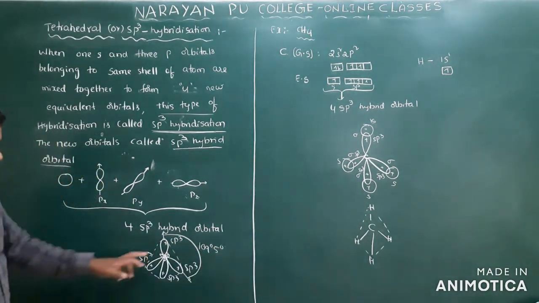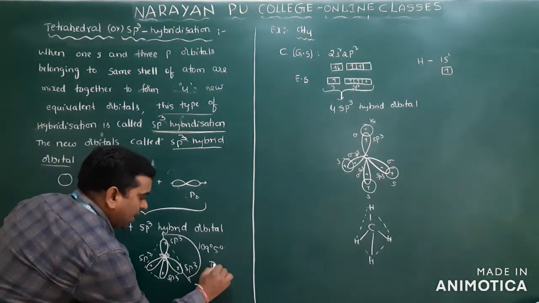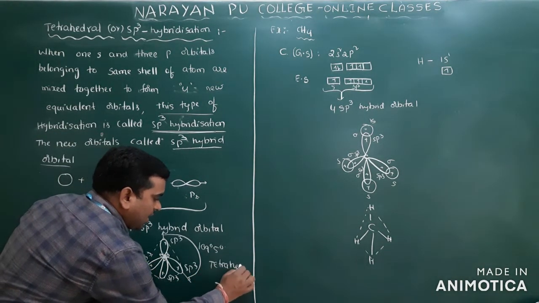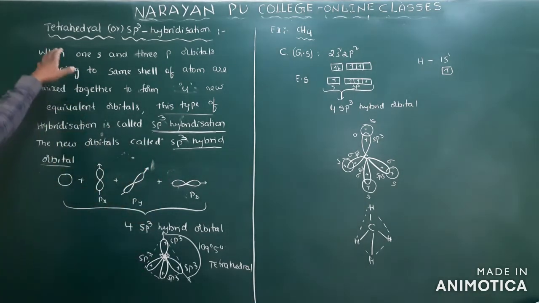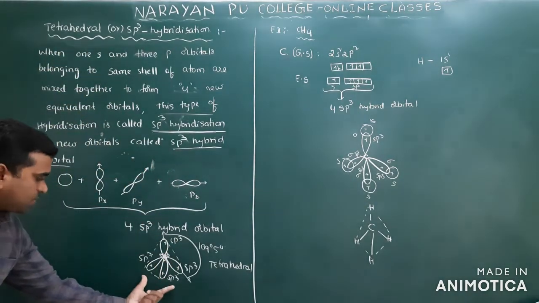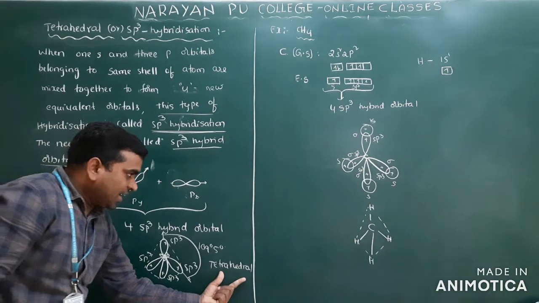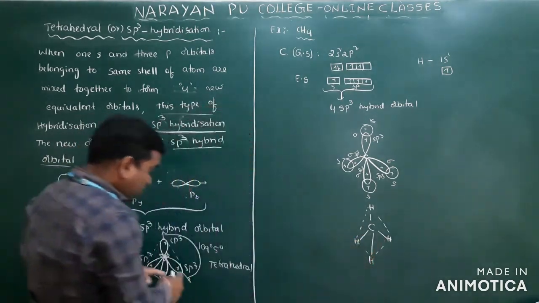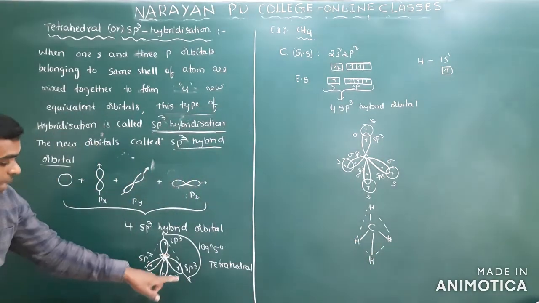109.5 degrees. What is the shape of this molecule? Tetrahedral. I already mentioned the shape of this sp3 hybridized molecule is tetrahedral. Finally, I am talking about only the hybrid orbital.